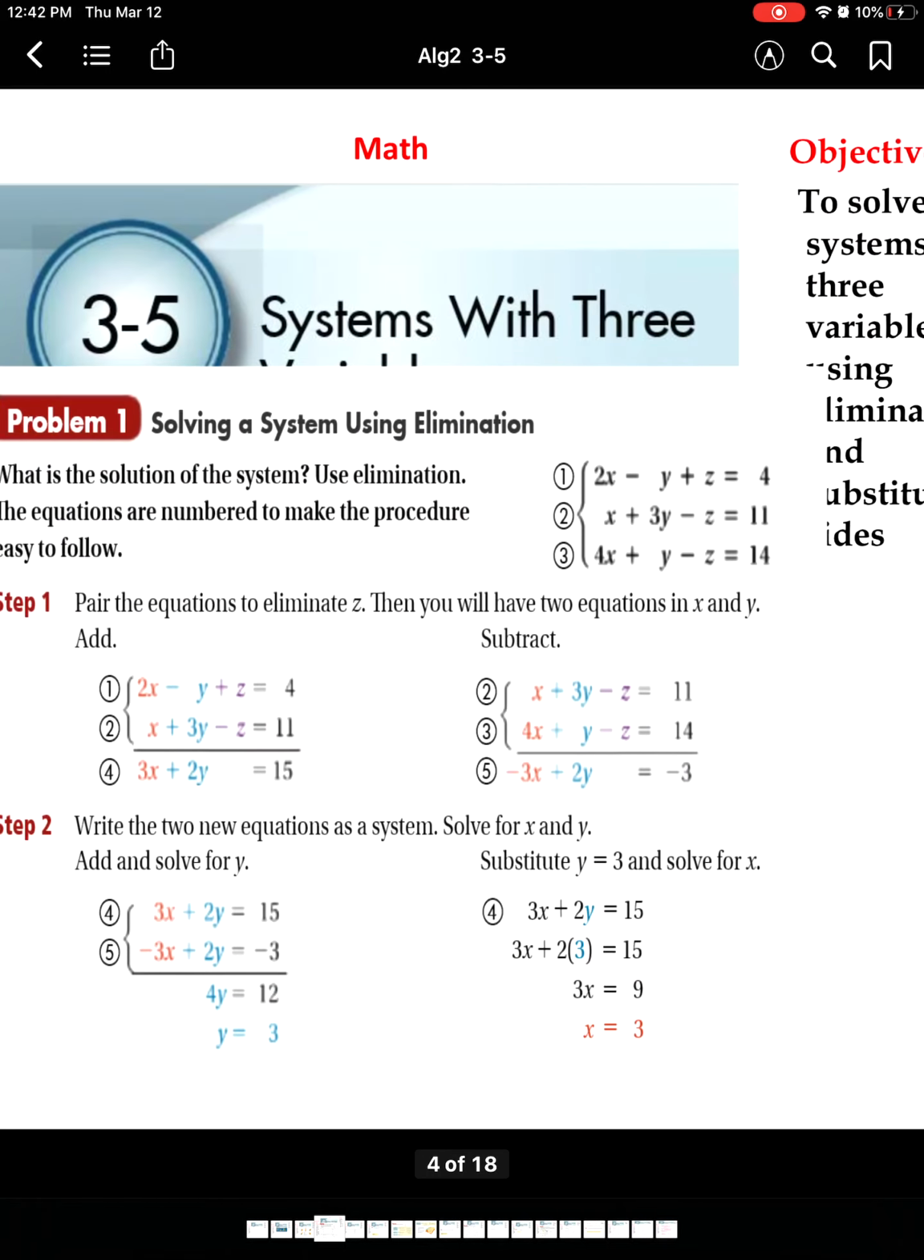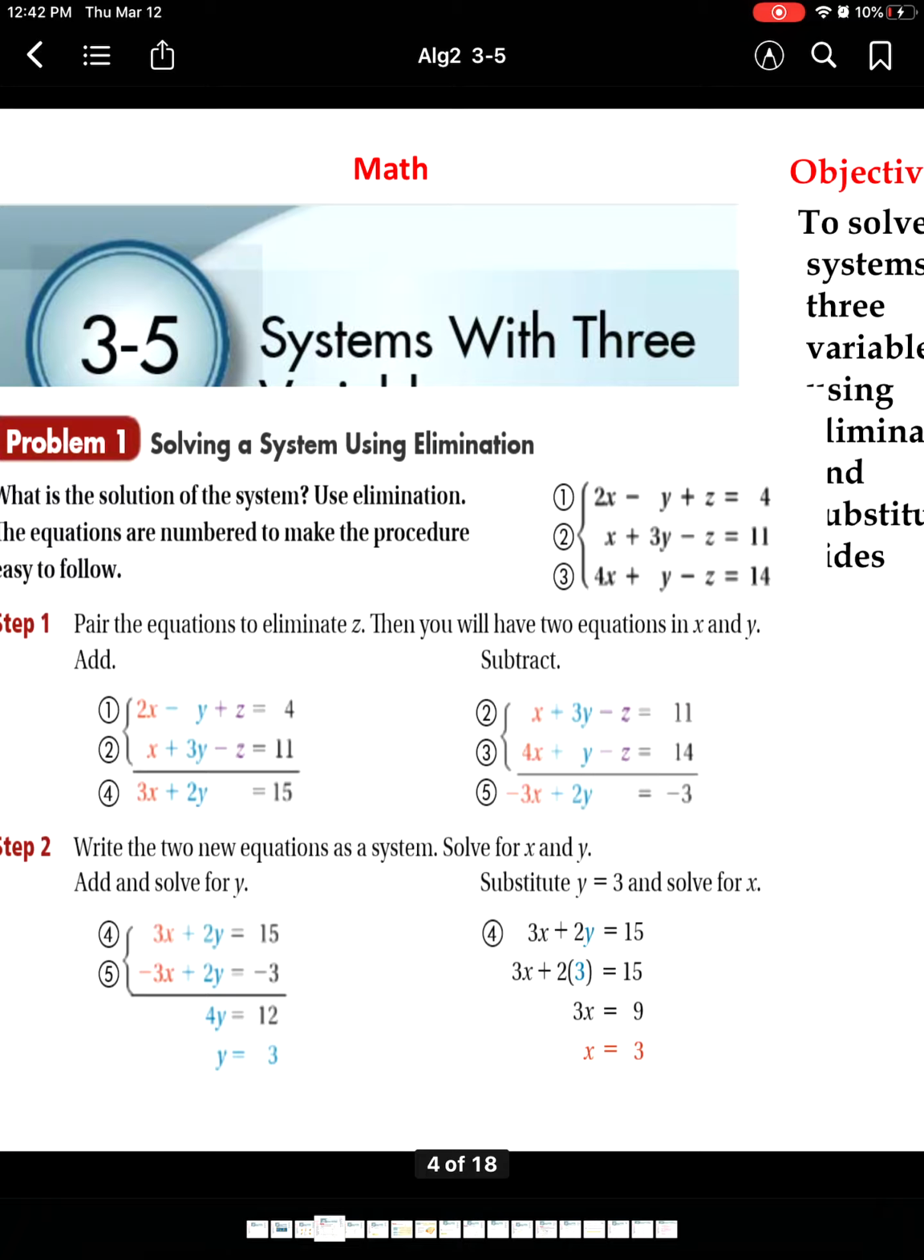Let's start. Here we numbered these equations to make it easy for you to track the solving. And in solving such a question, you have to be very organized to not be lost or mix up the numbers. The first equation is 2x minus y plus z equals 4. The second is x plus 3y minus z equals 11. And the third one is 4x plus y minus z equals 14.